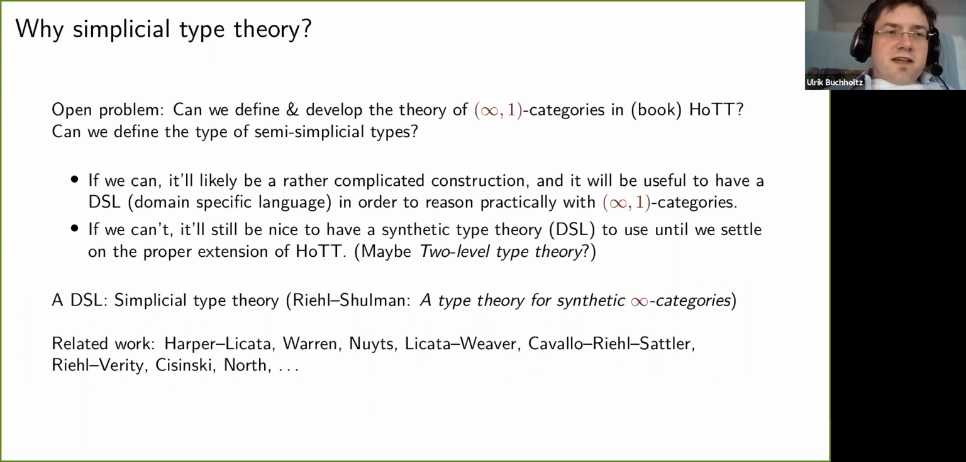So for the whole project of working synthetically with higher categories or doing directed type theory, there's a bunch of related work. And I mentioned some of it here by reference to some authors. And I'm sure I left someone out, and I'm sorry about that. If you feel I left you out, just please forgive me. But there is some work on two-dimensional directed type theory by Bob Harper and Dan Licata. There's work by Michael Warren on directed type theory. A nice thesis by Andreas Nuyts on directed type theory as well. Dan Licata and Matt Weaver.